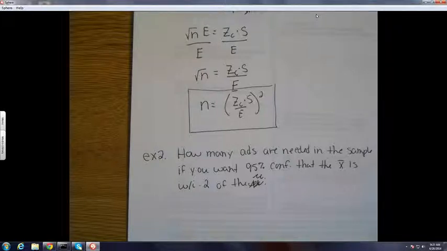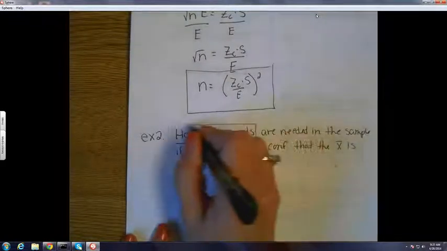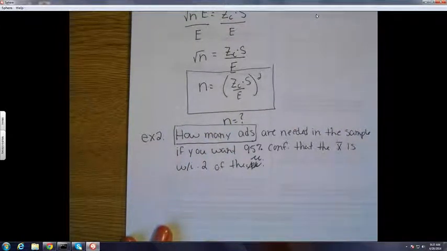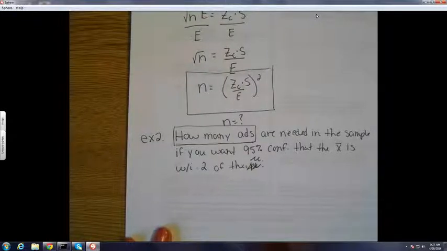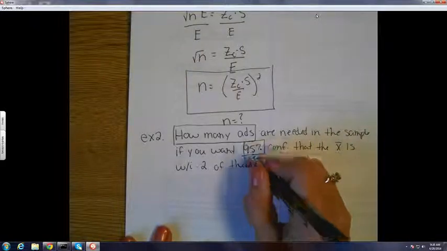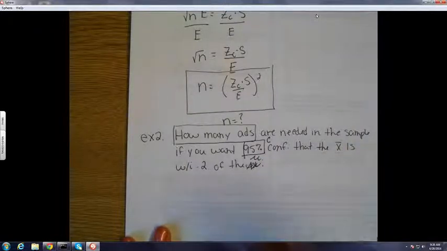So, reading this question, how many ads, that's asking for n. So I know this is a minimum sample size formula. Within 2 of the mean. Okay, we've got our confidence level, we've got our C. And then the mean and standard deviation, because this ties back to our advertisement one from Friday, we've got the mean and the S from there.